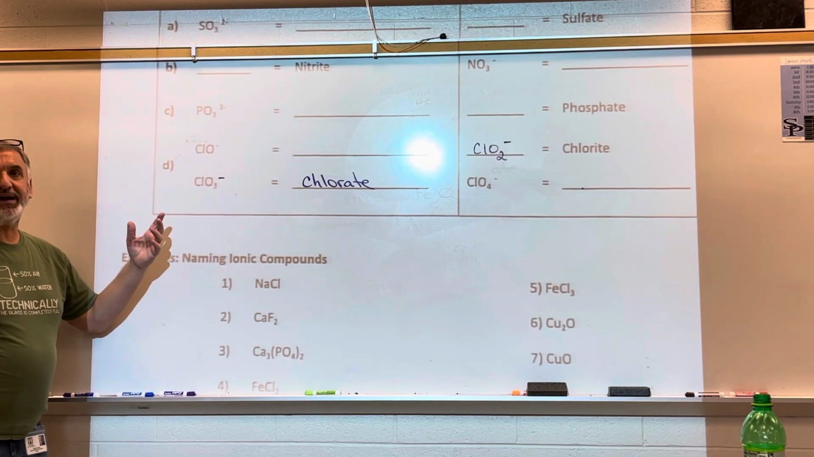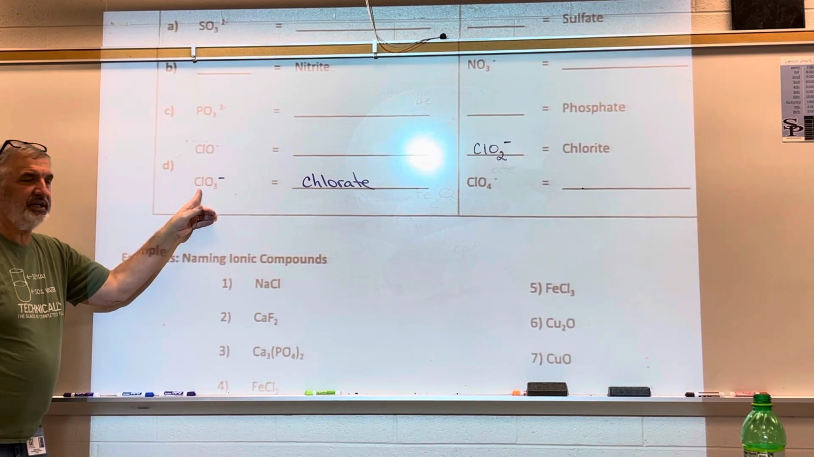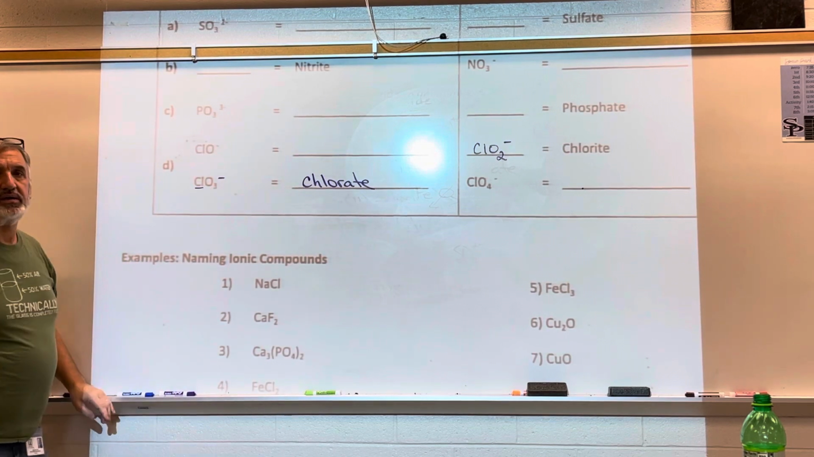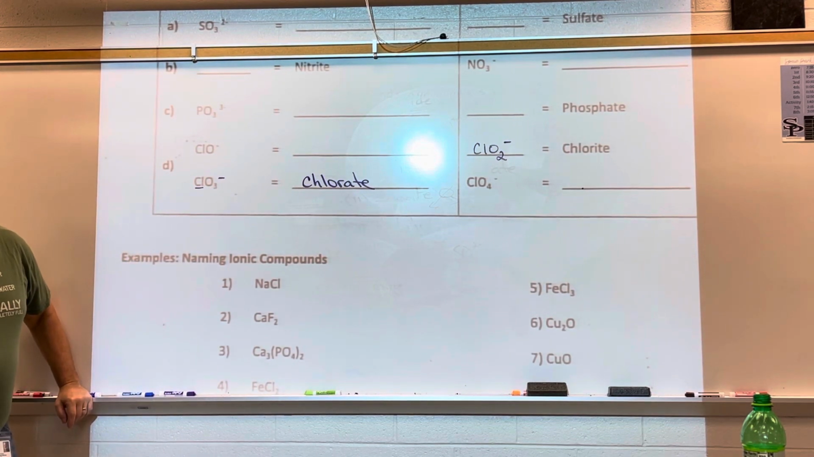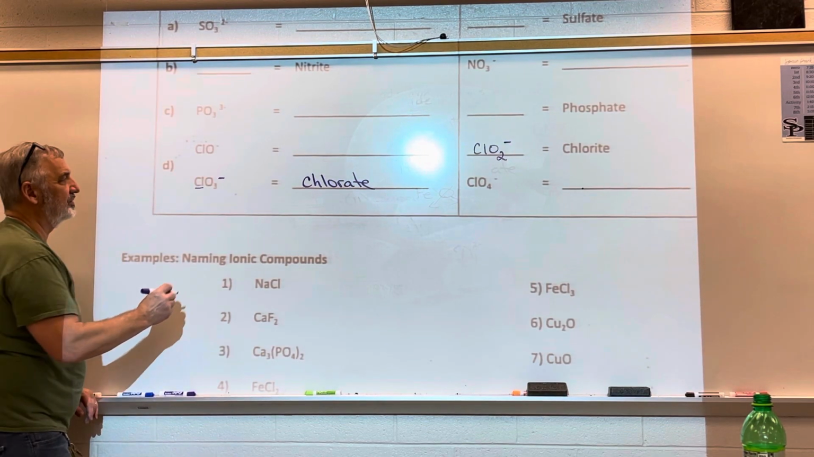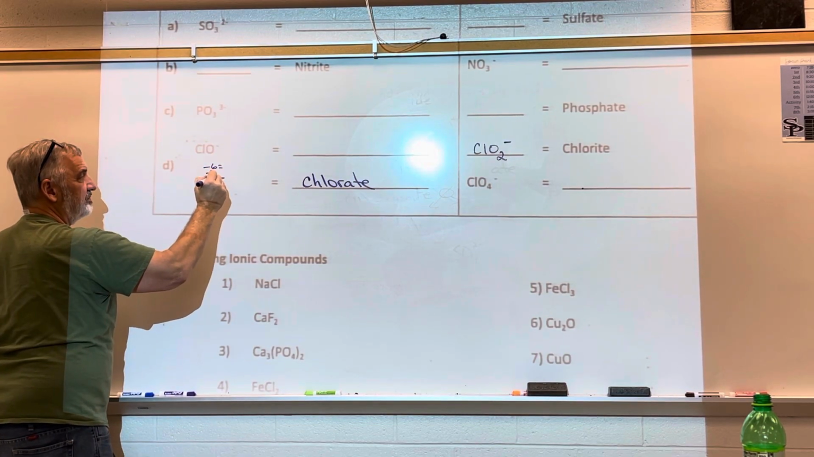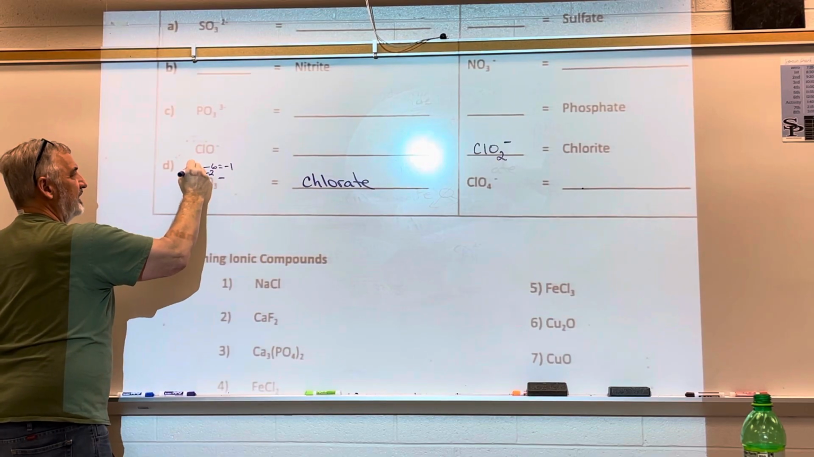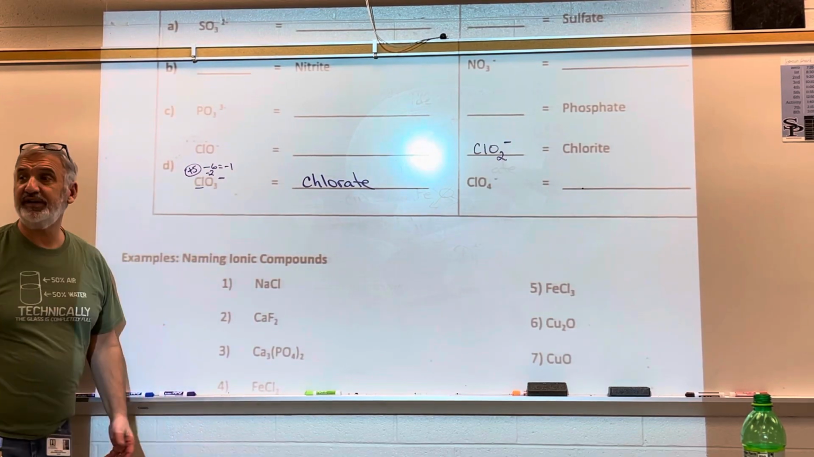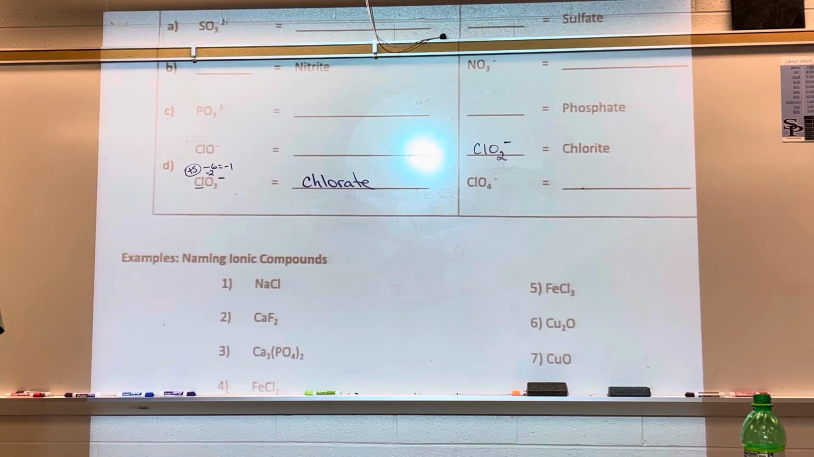So just for practice, what's the oxidation state of chlorine here? Plus 5. Does everybody see 5? Somebody else tell me how it is plus 5. The oxidation state of oxygen is -2, and there's 3 of them, so it's -6. And it has to add up to -1, so chlorine's plus 5. Very good. Now, does that mean chlorine lost 5 electrons? It simply means 5 of chlorine's valence electrons are involved in bonding.